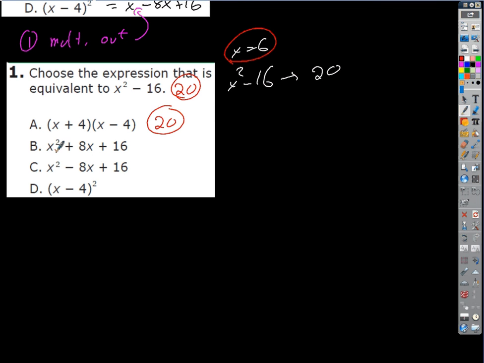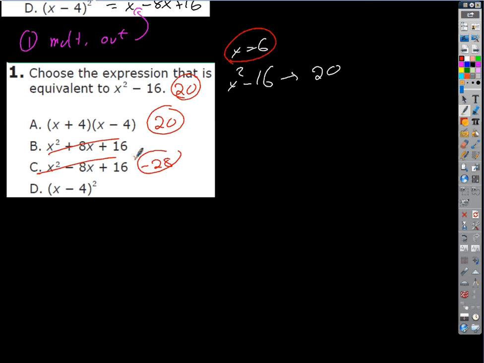Right, let's just make sure none of the other ones do. Well, this isn't going to work, is it? If I put 6 in there, I'm going to get 36 plus some big number, a lot bigger than 20, isn't it? Everybody agree? Just cross it out. What if I put 6 in here? I'm going to get 36 minus 48 plus 16. That's not going to be 20 either, right? What would that number be? We get negative 28. So that one we can cancel.